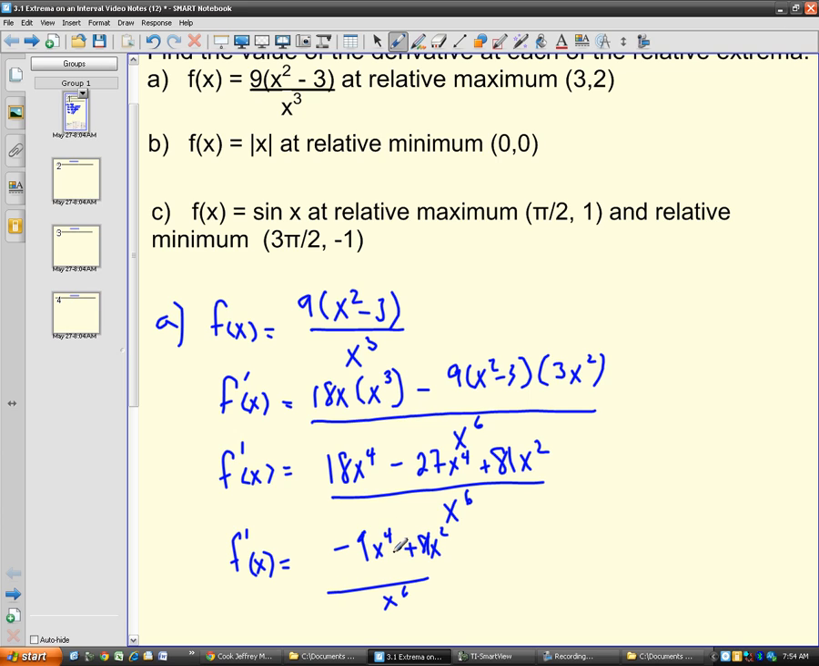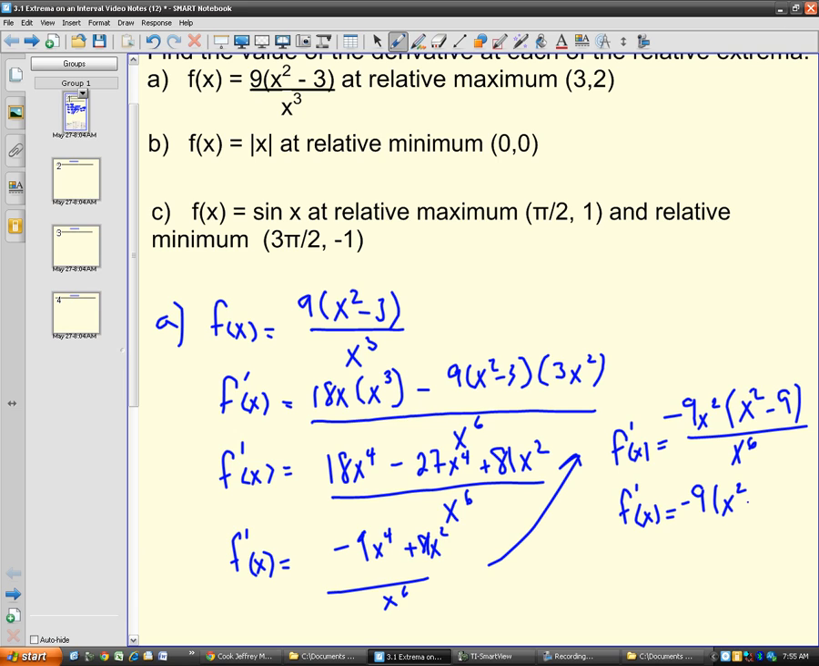You may notice that I've got a 9 in common on the top, and on the bottom I have x to the 6th. So f prime of x is going to be, if I factor out a negative 9 x squared, negative 9x squared, and then I'm left with x squared minus 9 on top, all over x to the 6th. If I go ahead and divide out the x squareds, I'm left with f prime of x is negative 9 times x squared minus 9, all over x to the 4th. And so I have this as my answer.